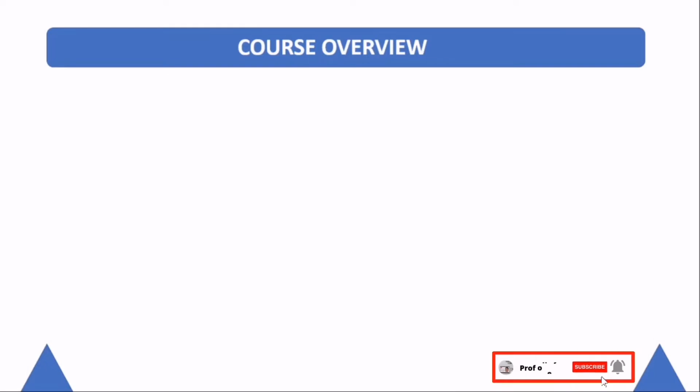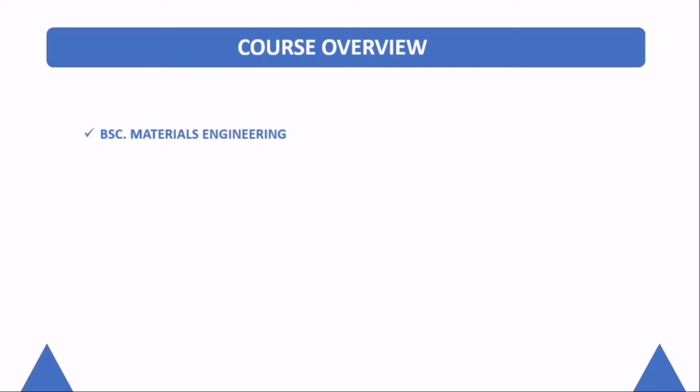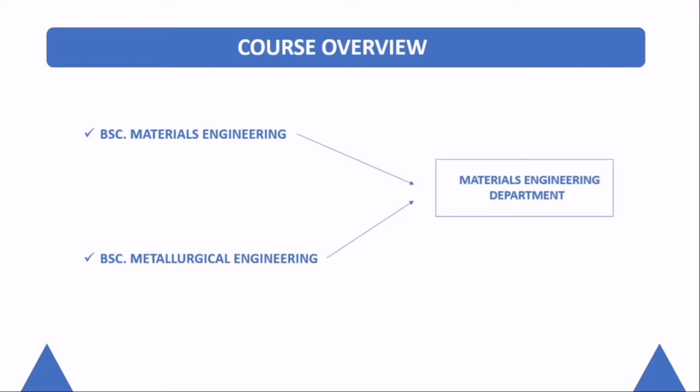So in this video, we're going to talk about the level 200 courses overview and how to pass these courses very easily. These courses are under the Department of Material Engineering. We are going to look at two programs, BSc Material Engineering and BSc Metallurgical Engineering, which belong to the Materials Engineering Department. These are the courses that we are going to offer in level 200 first semester, and I'm going to give some tips on how to pass them.